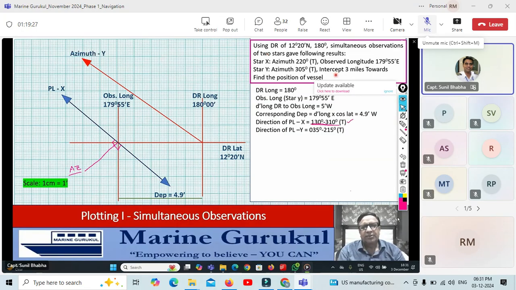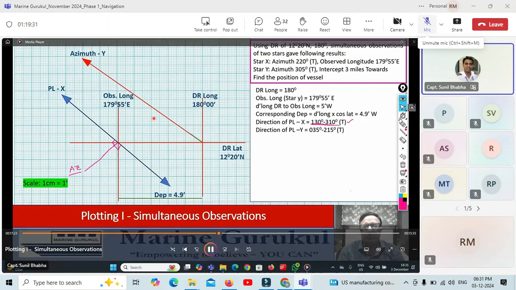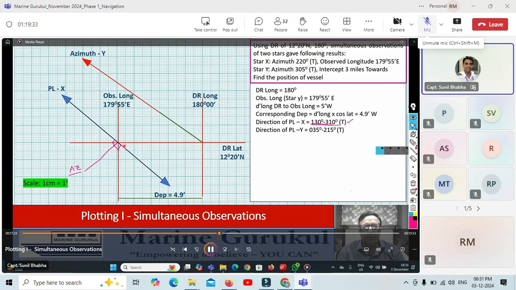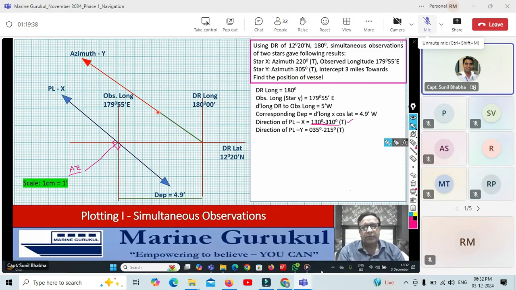Now intercept is 3 miles towards. That means it will be 3 miles on this line towards the body. We mark off 3 miles here. The green line showing up here measures 3 miles. So this is the point which is the ITP. Through this point, we draw perpendicular to the azimuth and we get the PL for star Y.